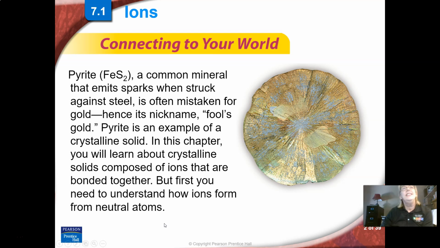Okay guys, in this section we're going to talk about ions. So ions are ionic compounds with things that have a positive and negative charge, and they're held together by electrostatic attraction to each other. So this is an example of an ionic compound. Pyrite is fool's gold, and it has one iron and two sulfurs put together in an ionic compound. So we're going to understand how ions are made and how we have ionic compounds in this section.